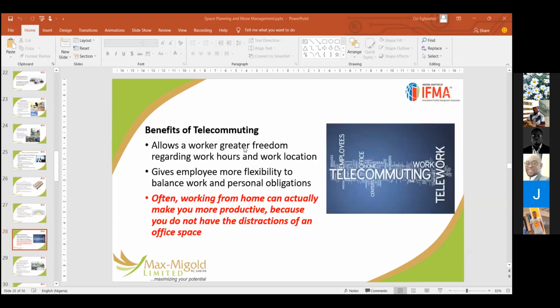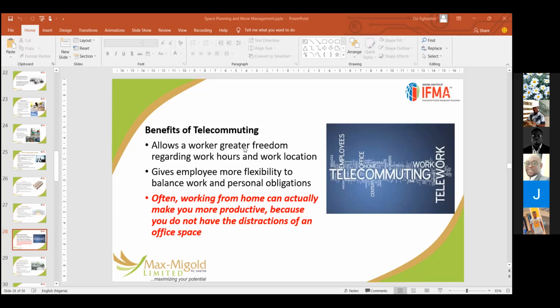The benefit of telecommuting is that it allows a worker greater freedom regarding work hours and work location. If everybody was heading towards the center, a lot of people would get there late. But some of us are on the road and connect from our devices, listen to this class and also take notes. Some of us are even still in the office because we have some work to do, and if you leave your office now, before you get to the center, it will be difficult.